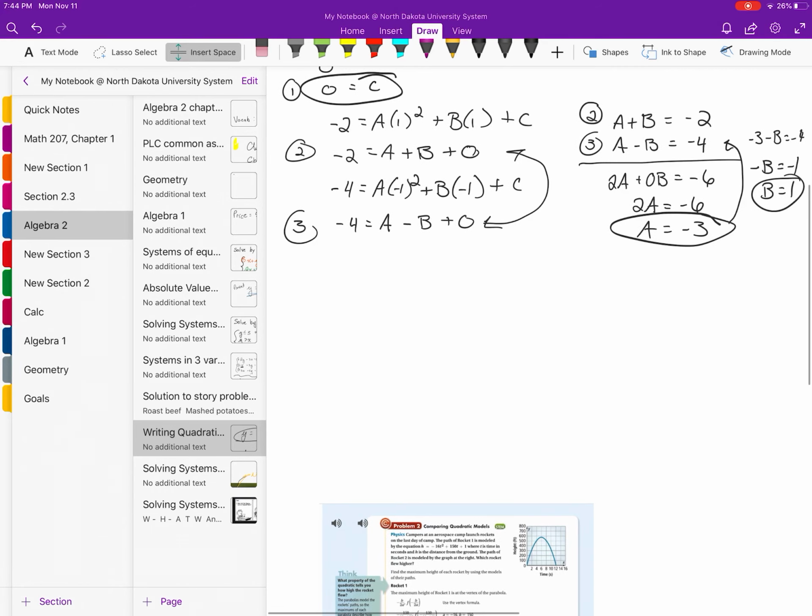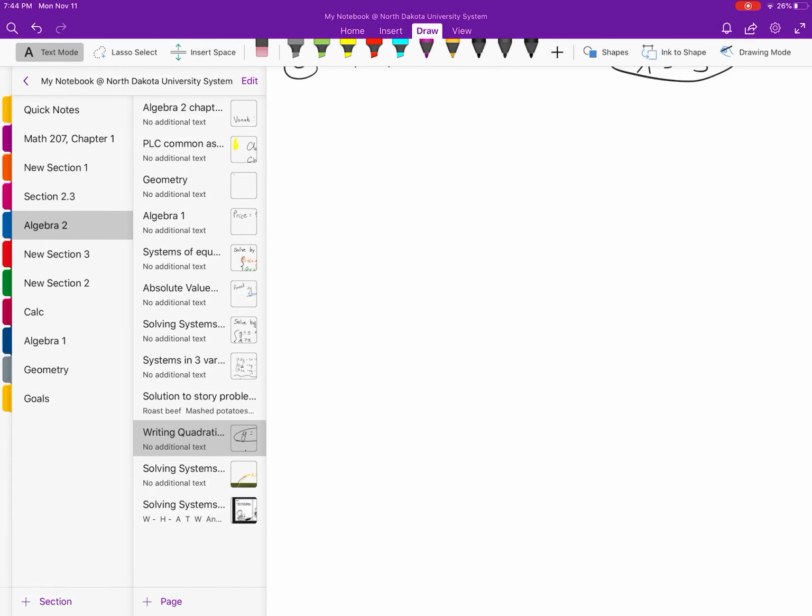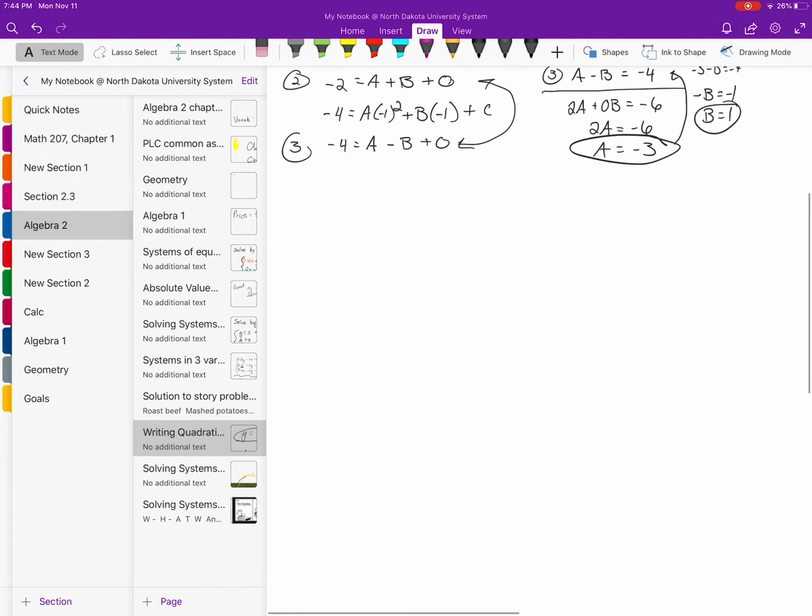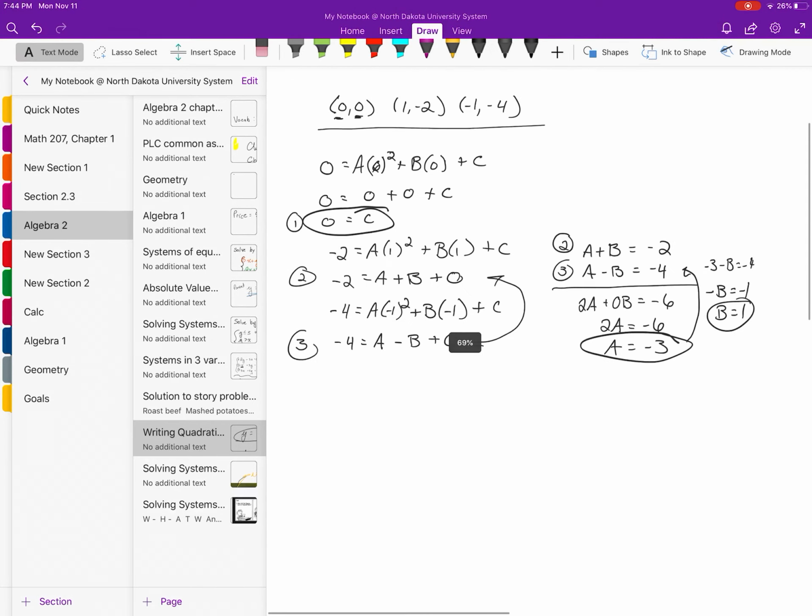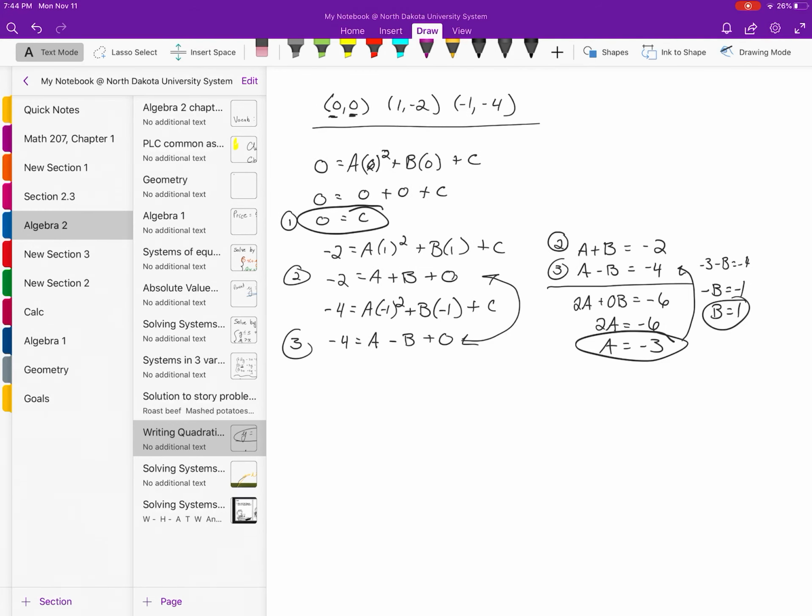Oops, come on, a little bit more. Okay. And that is going to look something like, sorry about that. That's going to look something like this.